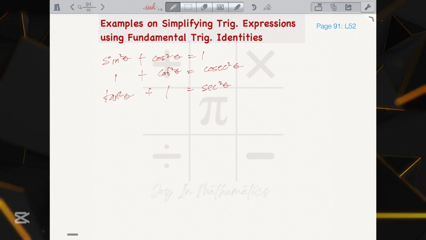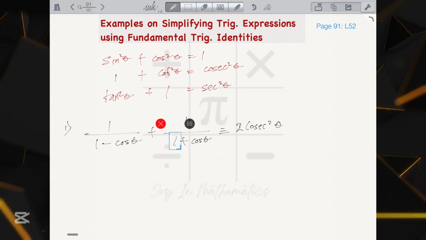Now these are the three fundamental trigonometric identities we have, and we might be asked to simplify or prove an expression to demonstrate the validity of these identities. Now let's begin with question number 1. The question says that we should prove that 1 divided by 1 minus cos theta plus 1 divided by 1 plus cos theta is equivalent to 2 cosec squared theta.